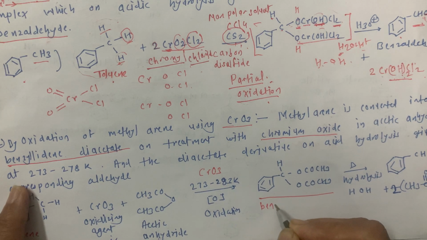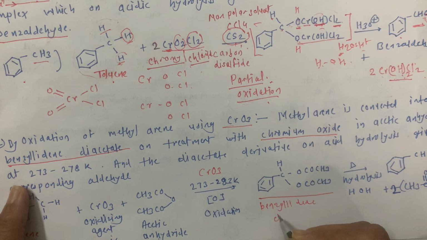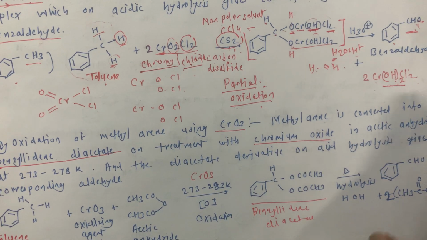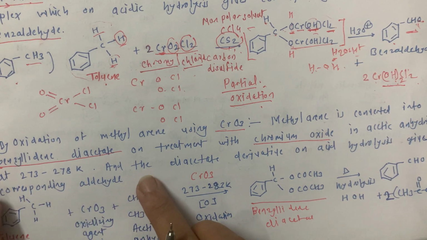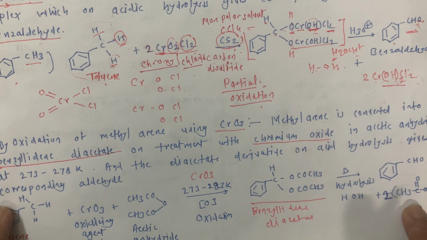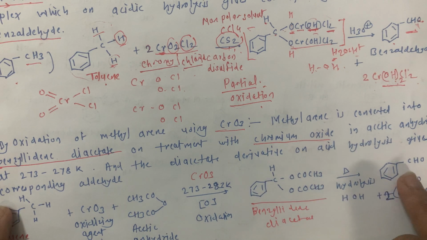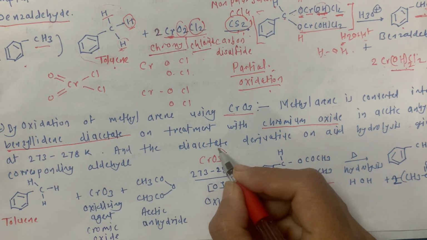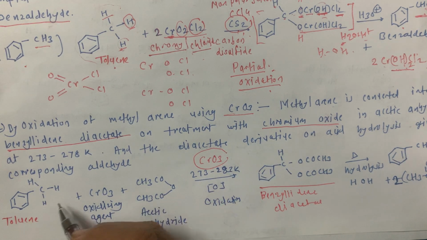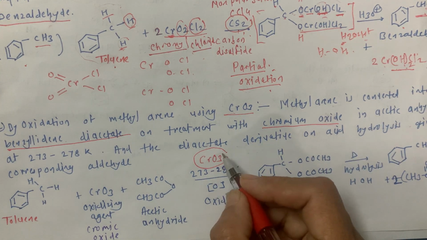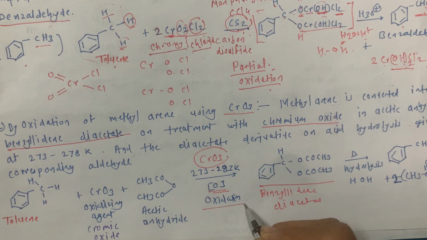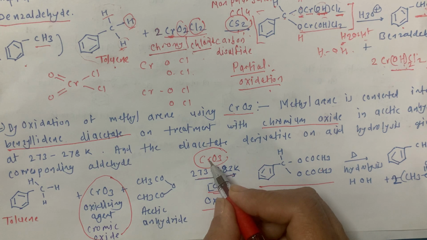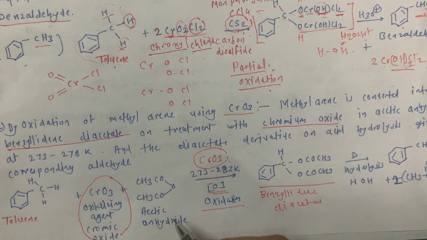Benzaldehyde diacetate is formed on treatment with chromium oxide in acetic anhydride. Temperature is given, and the diacetate derivative on acid hydrolysis gives you the corresponding aldehyde. This acetate derivative on hydrolysis gives you the corresponding aldehyde. Chromium oxide we should write on the arrow also. It is not necessary to write this oxidizing agent in the reaction, because we are not going to write it in the product. This is just an oxidizing agent which gives us nascent oxygen for oxidation. So we can write this oxidizing agent, chromic oxide, on the arrow, that is much easier. Don't write over here.